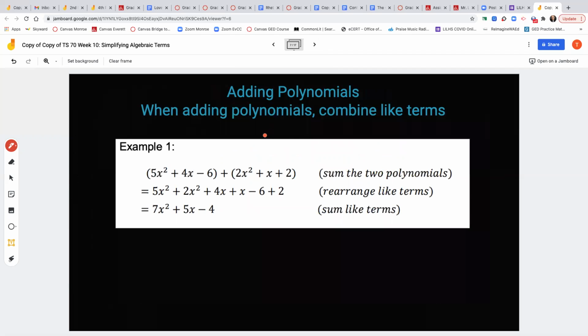So here's a new added concept to what we've been talking about so far. Adding polynomials. When adding polynomials, combine like terms. Well, that's what we just got through saying on the previous slide. I'm going to give you 30 seconds here to copy down what's on this slide.